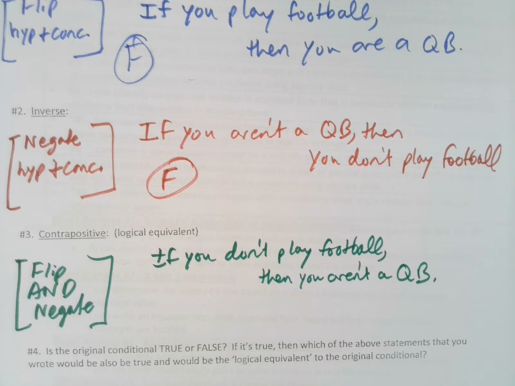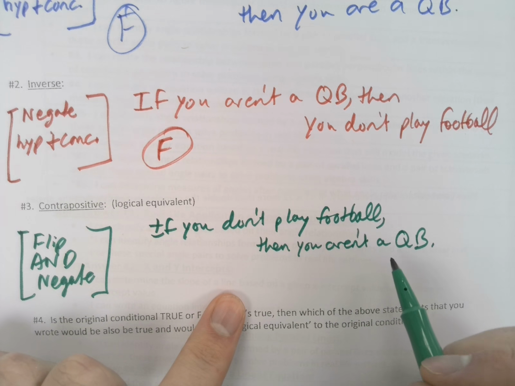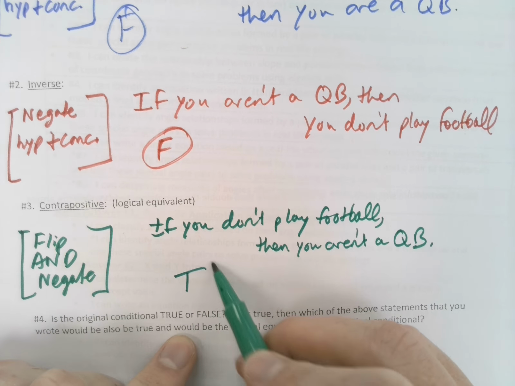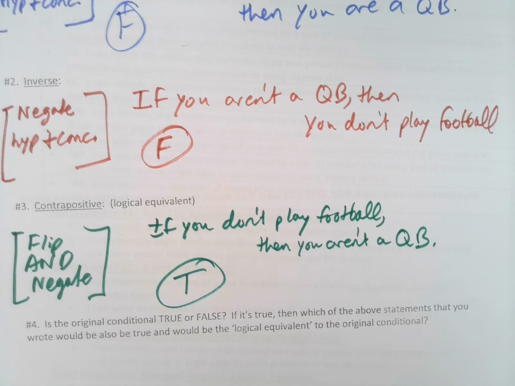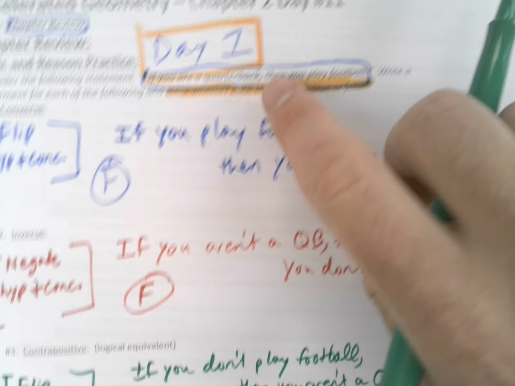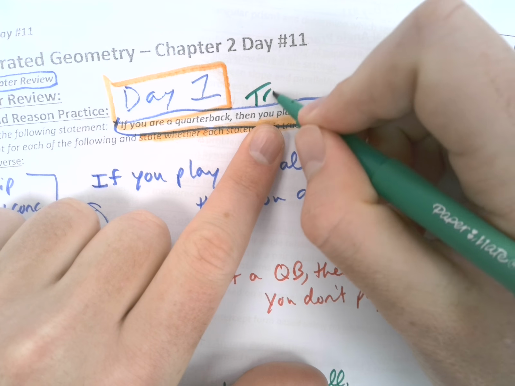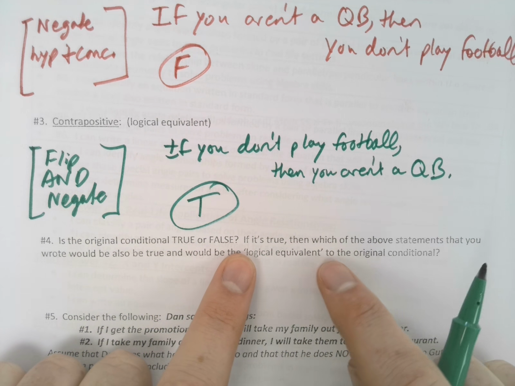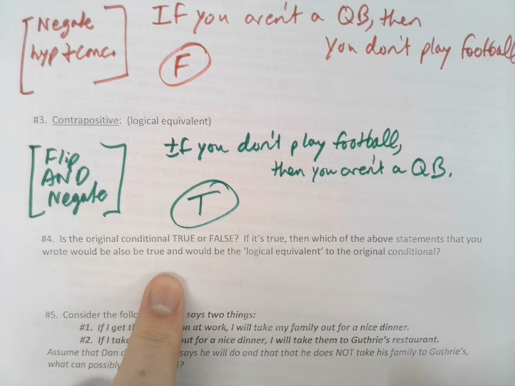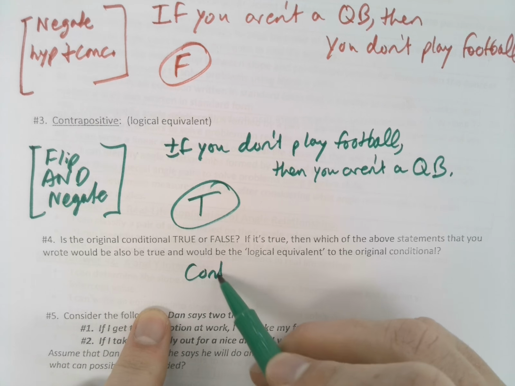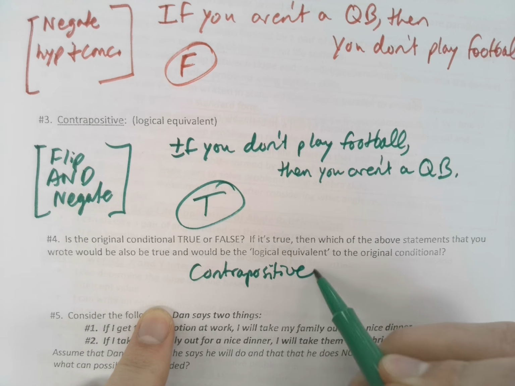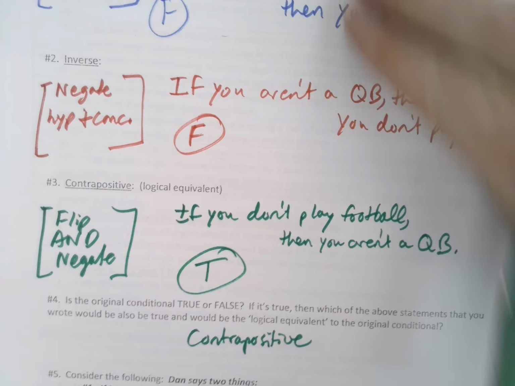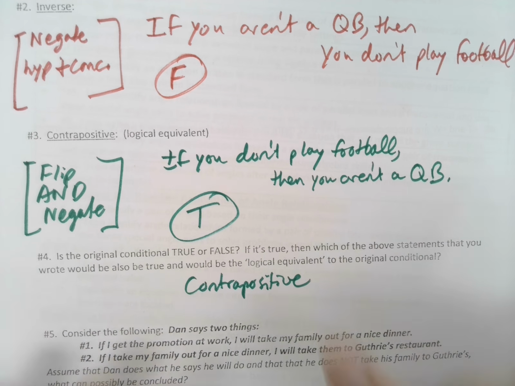How about this one? If you don't play football, then you aren't a QB. So if we don't play football, then yeah, that'd be right. We aren't going to be a QB because we're not going to be anything. That's true. And we said up here, if you are a quarterback, then you play football. That's a true statement. If it is true, we know the contrapositive is also true. That's the logical equivalent. They're pretty much saying the same thing. So the contrapositive and our original are the only two that are true in this case.